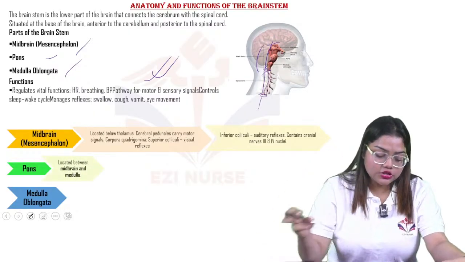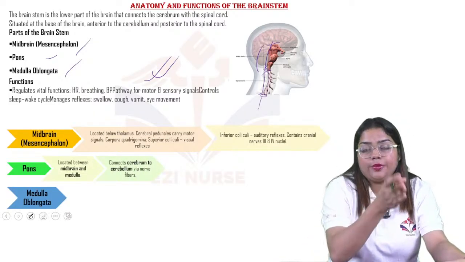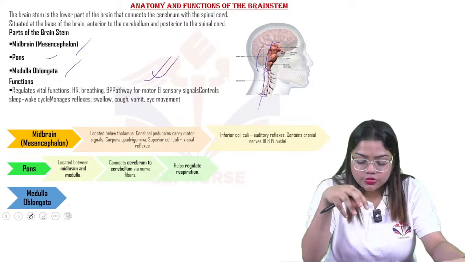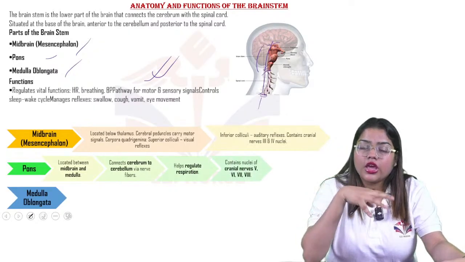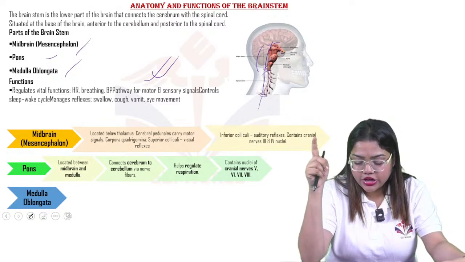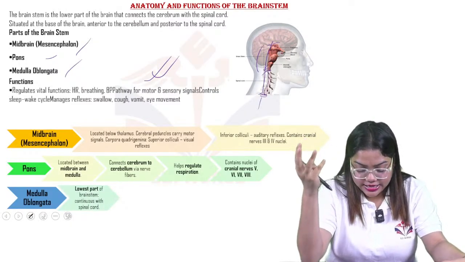Whereas the pons is located between the midbrain and the medulla. It connects the cerebrum to the cerebellum via nerve fibers, and it helps to regulate respiration, our respiration process. It contains nuclei of cranial nerves including 5, 6, 7 and 8.